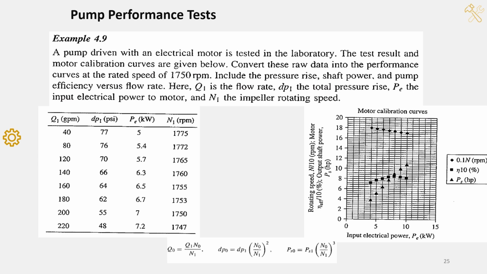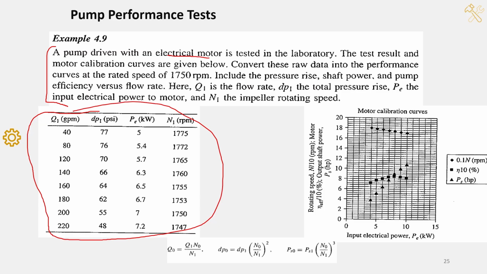For example, let's take this example, and I hope it will clarify what I explained in the previous slide. Let's say we have a pump driven with an electrical motor, and this pump is being tested in the laboratory. The test result and motor calibration curves are given below. So this is the test result of the pump. One time the flow rate is 40, the delta P, which is the P discharge minus P suction, is this much, and the unit is PSI.